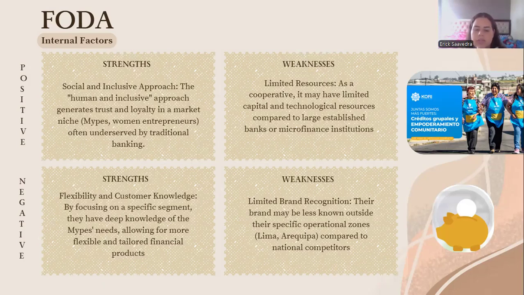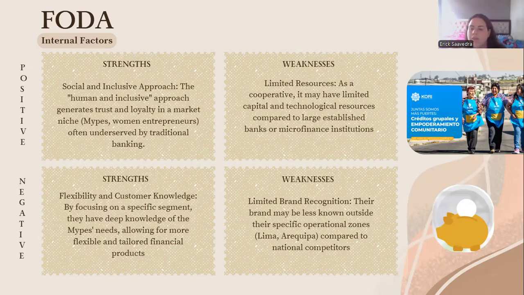However, we must be realistic about the weaknesses, which are limitations or defects. Kori has a limited track record. As a cooperative, they have less capital and technology compared to giants like BCP or Scotiabank. Also, they face limited brand recognition, usually because of their location in strongholds like Arequipa. The internal diagnosis is critical because it covers the material resources and staff, and helps us use this structure to compete.